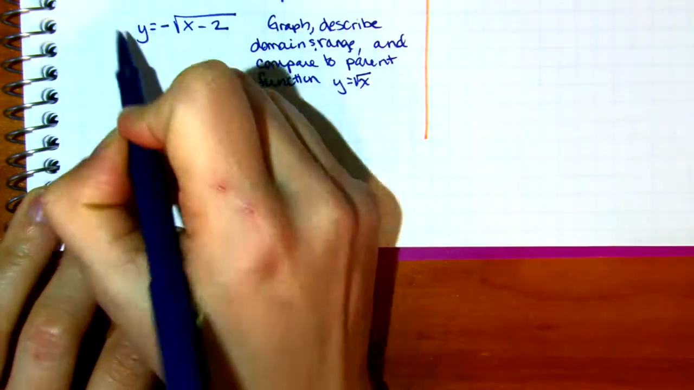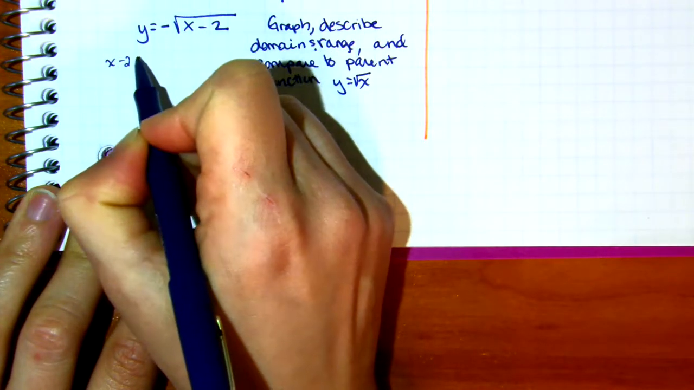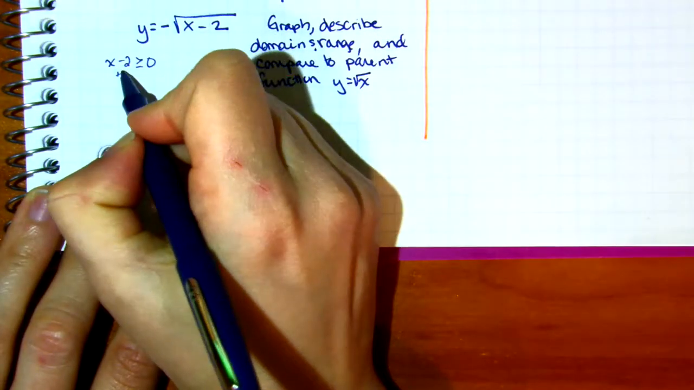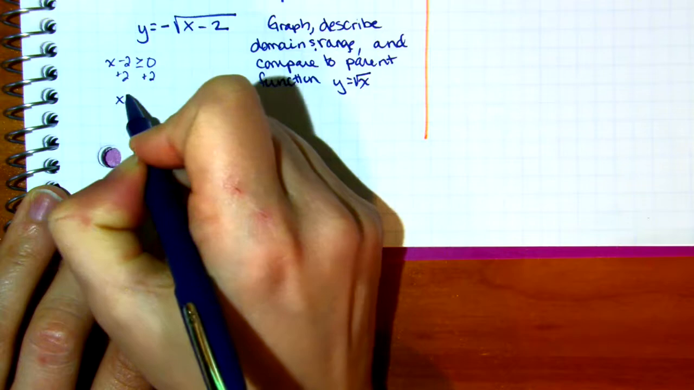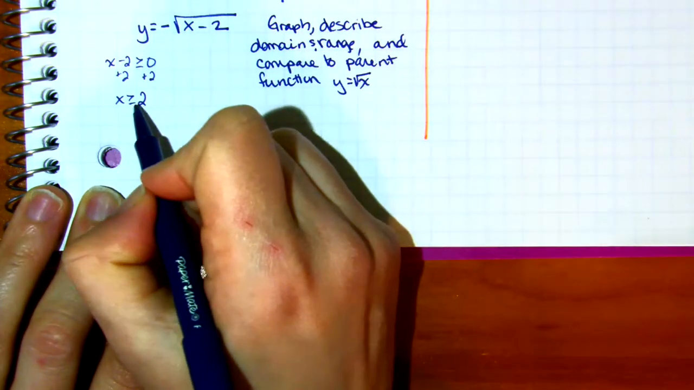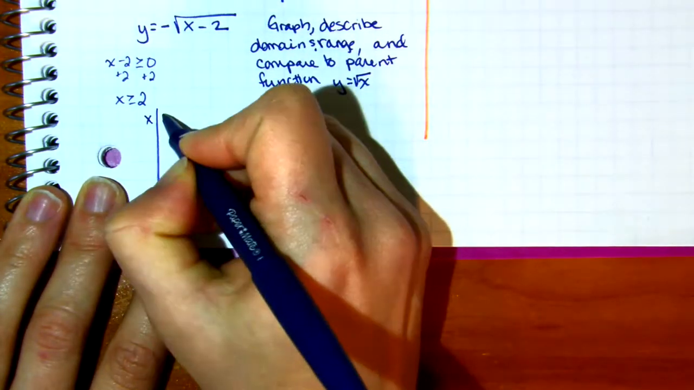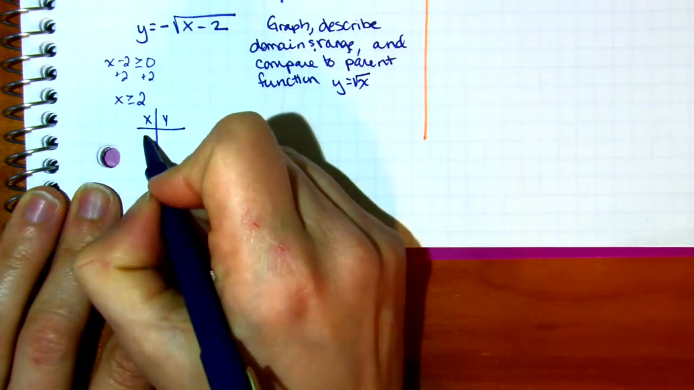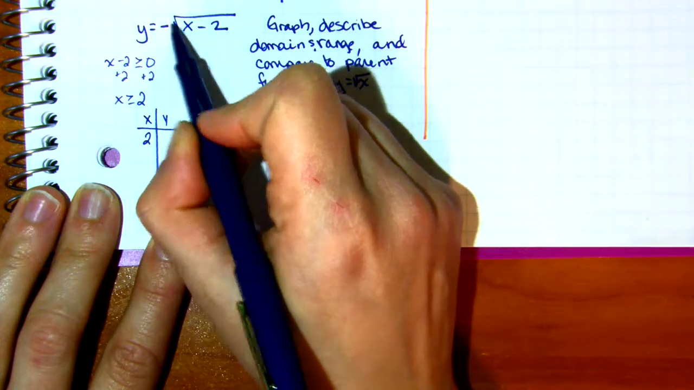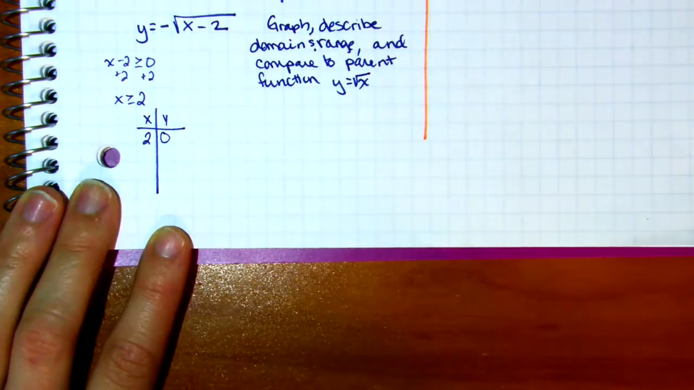So remember, the domain comes from what's under the square root. So x minus 2 has to be greater than or equal to 0, which means x has to be greater than or equal to 2. So now I know to only pick numbers that are greater than or equal to 2. So if I make my chart, if I plug in 2, I get 2 minus 2, which is 0. Square root of 0 is 0. The negative of 0 is 0.